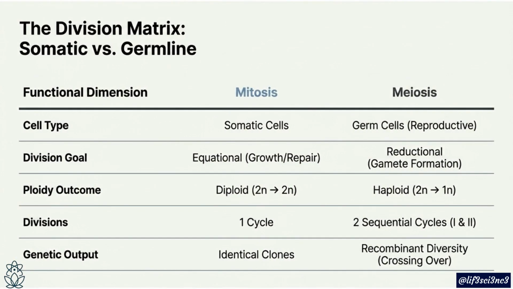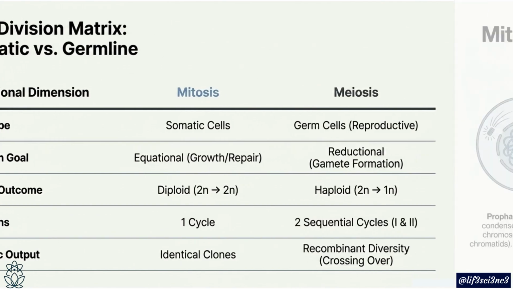Cell division varies between somatic and germ cells. Mitosis in somatic cells results in identical diploid clones for growth and repair. Meiosis in germ cells produces four unique haploid cells for sexual reproduction, introducing genetic diversity.